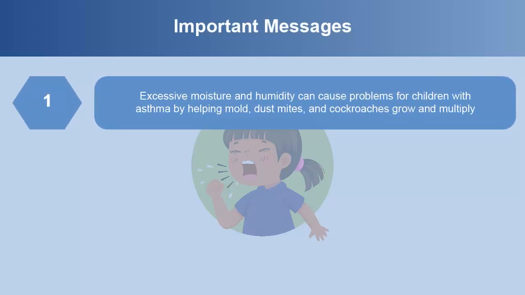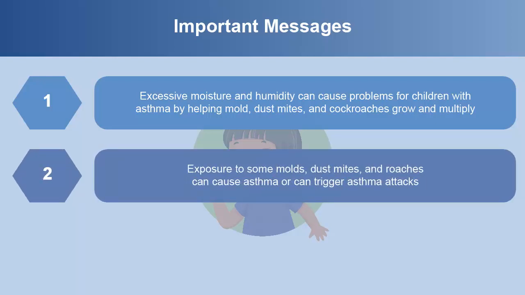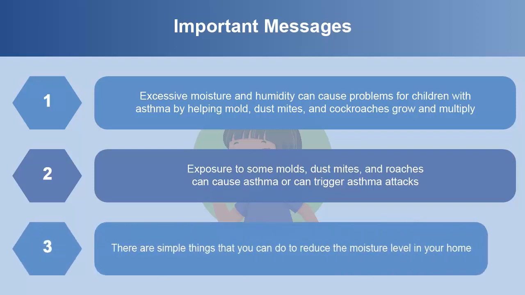Excessive moisture and humidity can cause problems for children with asthma by helping mold, dust mites, and cockroaches grow and multiply. Exposure to some molds, dust mites, and roaches can cause asthma or can trigger asthma attacks. There are simple things that you can do to reduce the moisture level in your home.